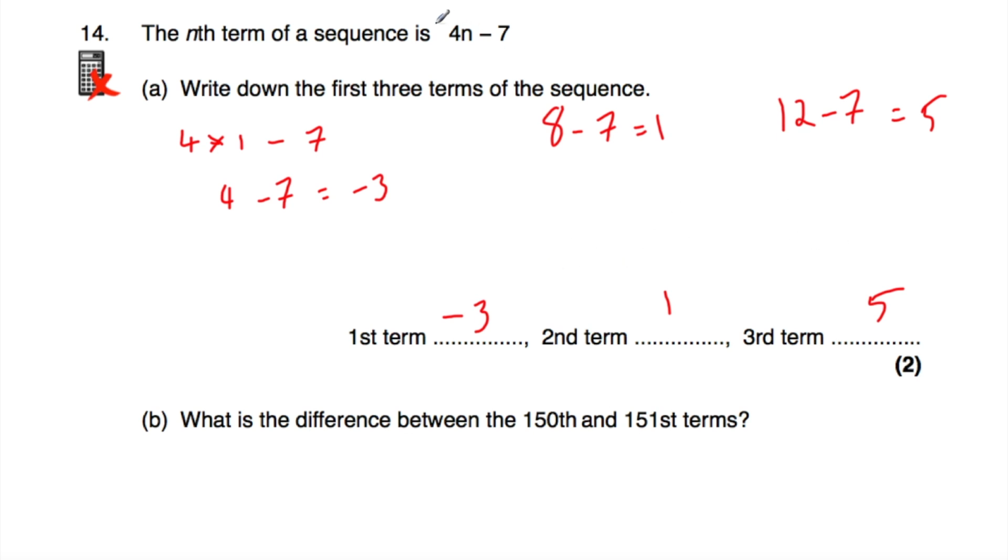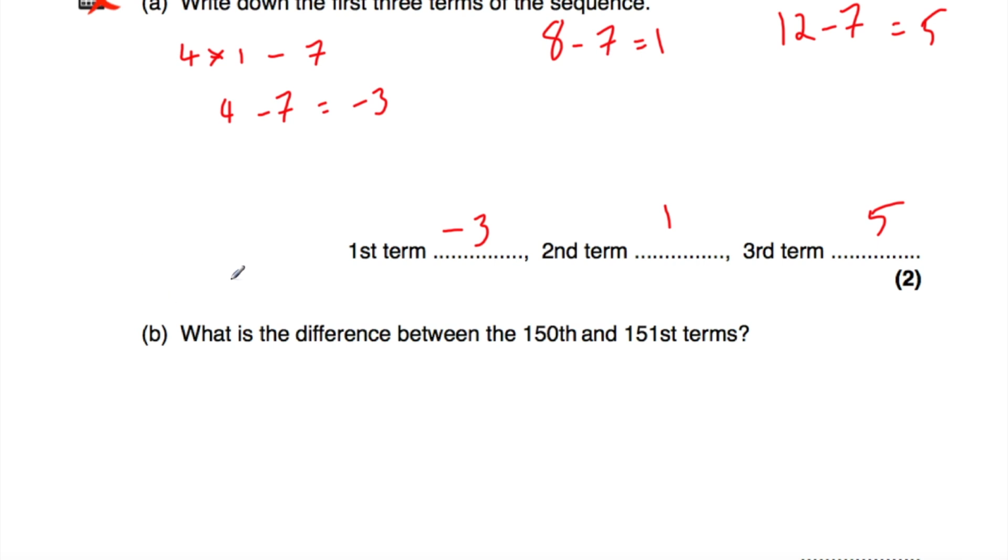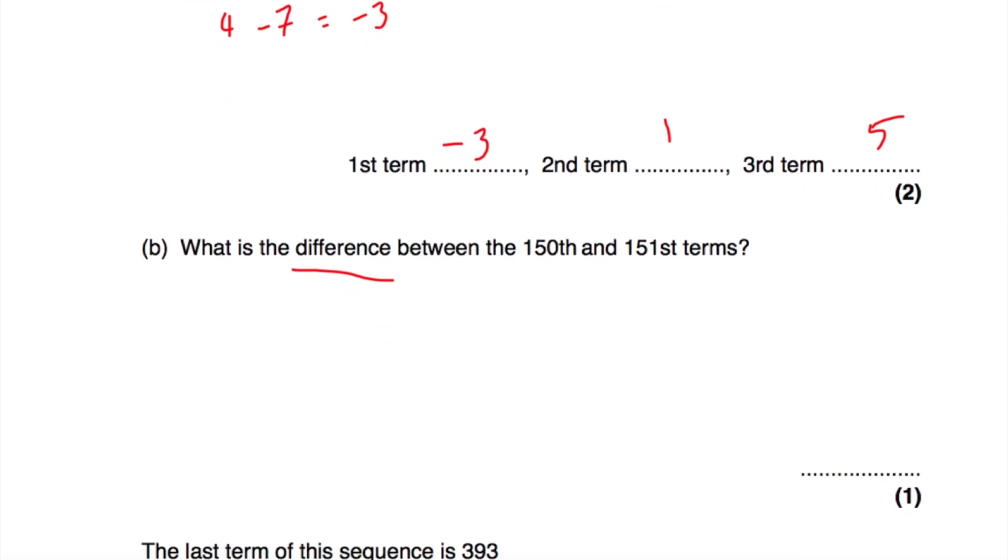And that's good because it's 4n, so it means it should increase by 4 each time. And then part B says, what is the difference between the 150th term and the 151st term? So we've been asked to find the difference between those two terms. Remember, the word difference means to take them away. Now, this question, if we go down, it's a 1-mark question.